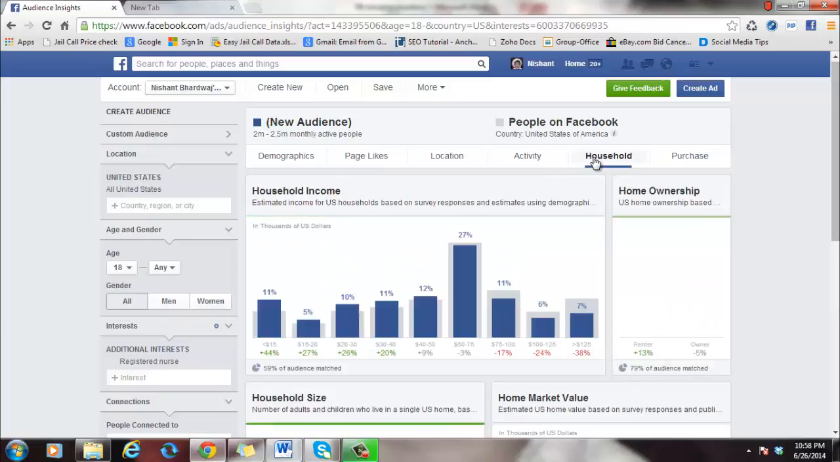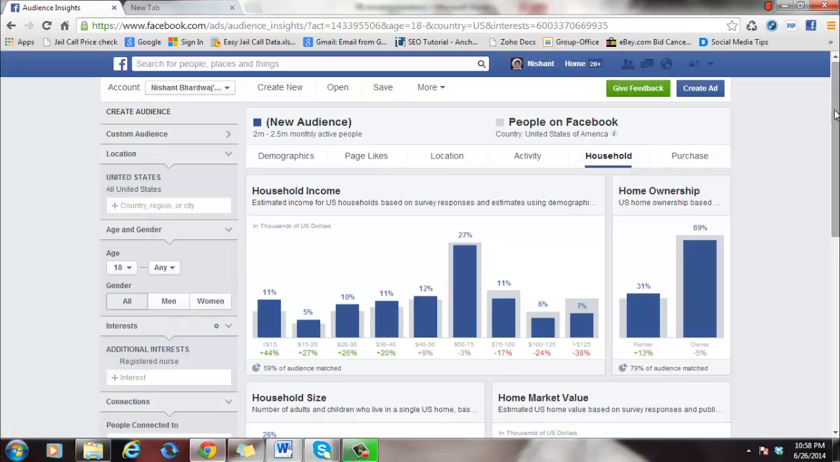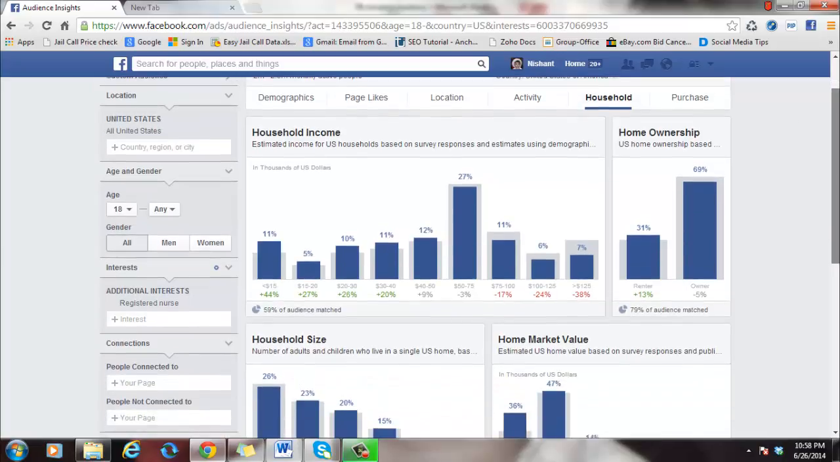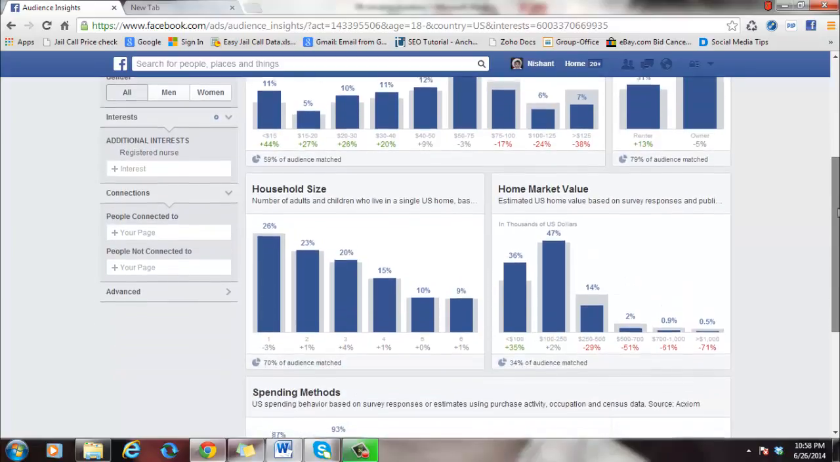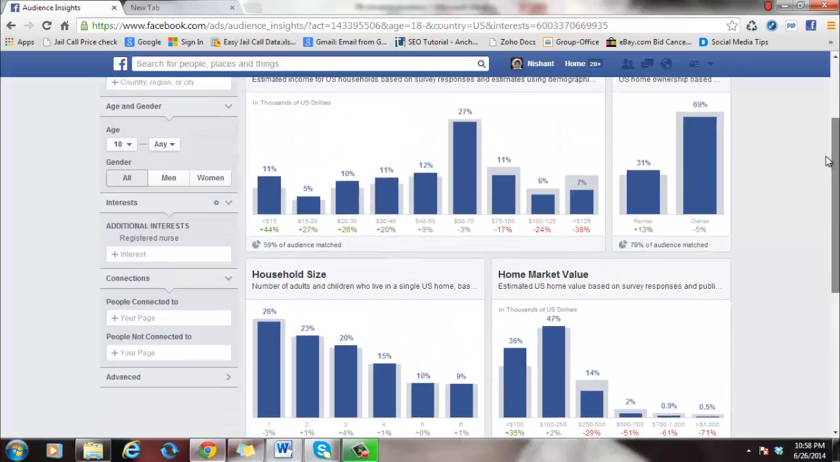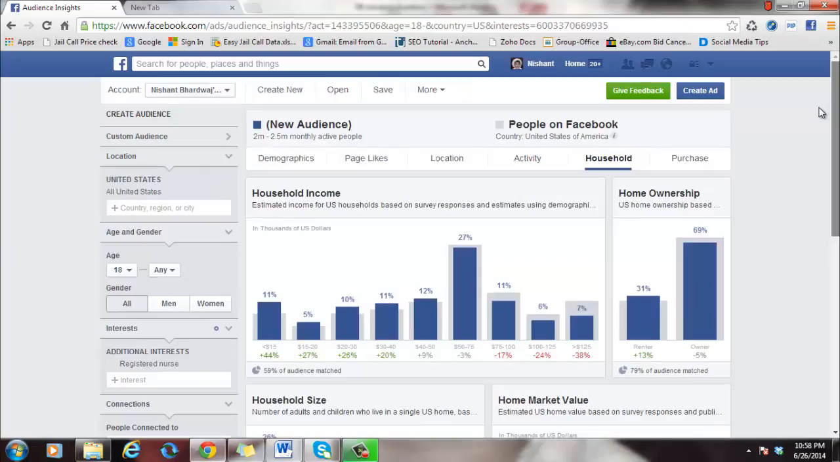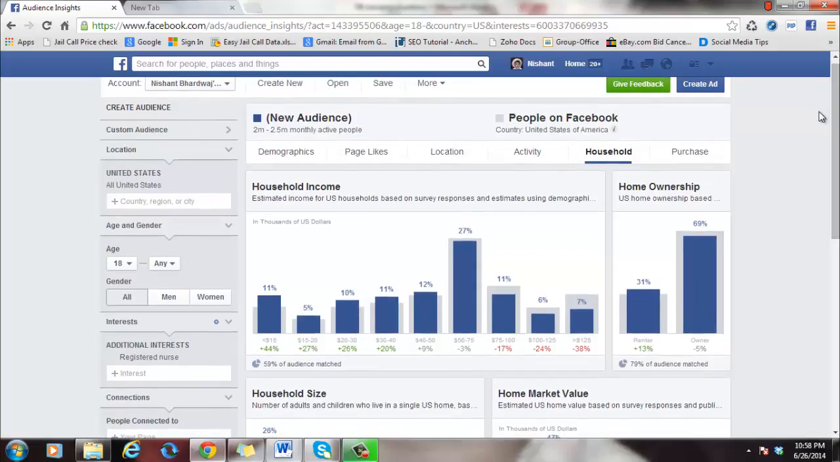Now the next thing I want to talk to you guys about is the household. In the household, you have the home ownership, household size, home market value, spending methods, and you also have household income and size information.